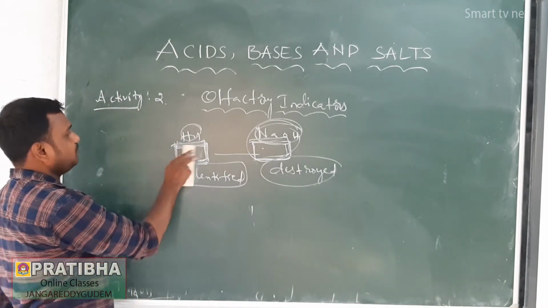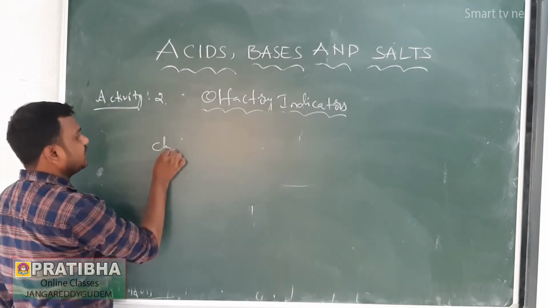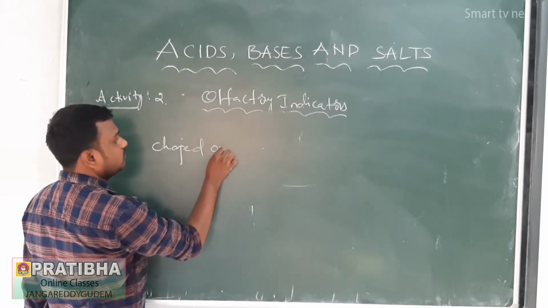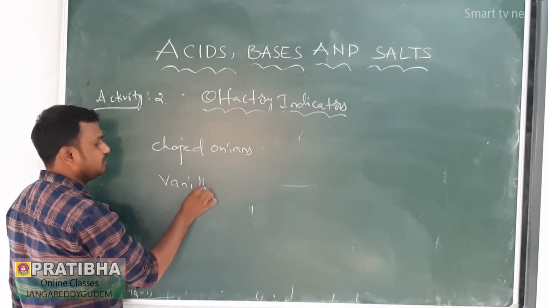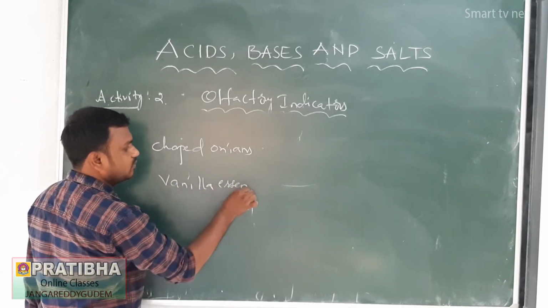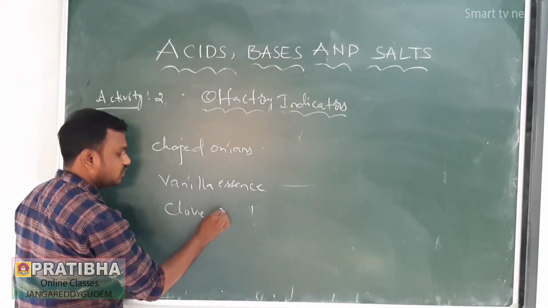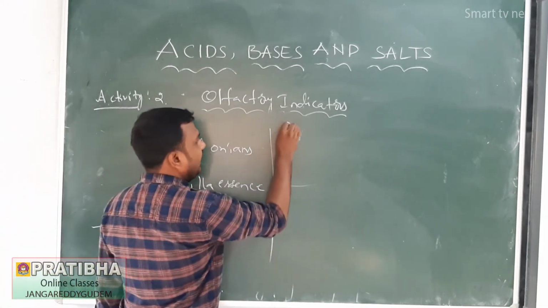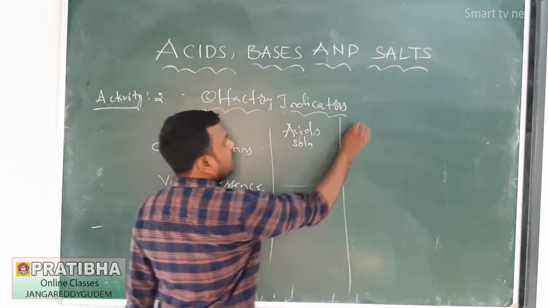After that, we can make a table for chopped onions, vanilla essence, and next clove oil, in acid solution and in base solution.